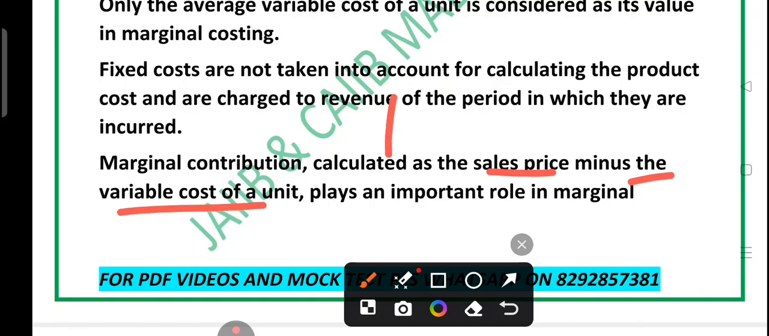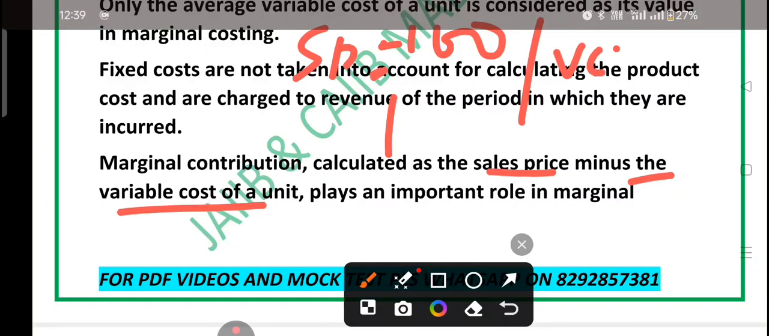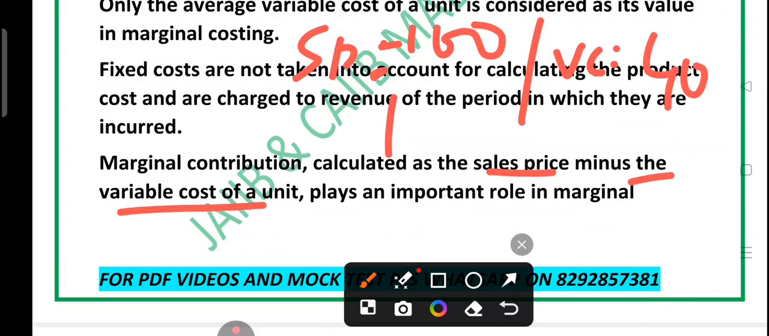For example, let's suppose that you sell a product at 100 rupees. Selling price is 100 rupees. Now let's suppose that variable cost is 40 rupees. Variable cost is how much? 40 rupees. Fine. Selling price is 100 rupees, variable cost is 40 rupees.